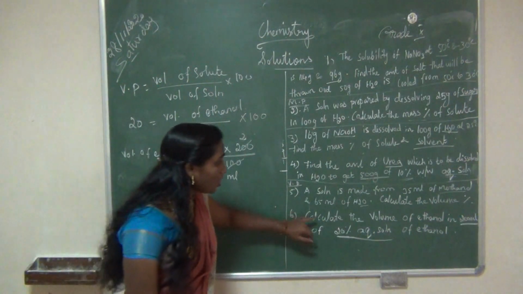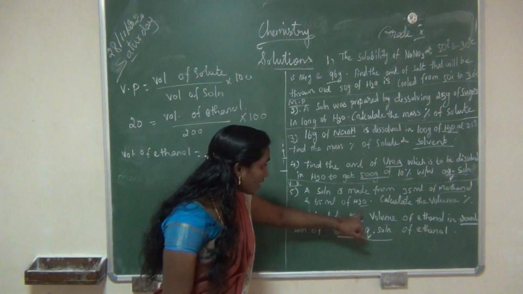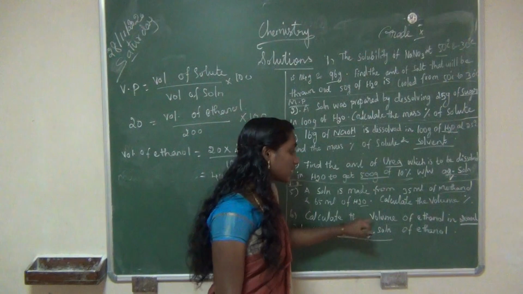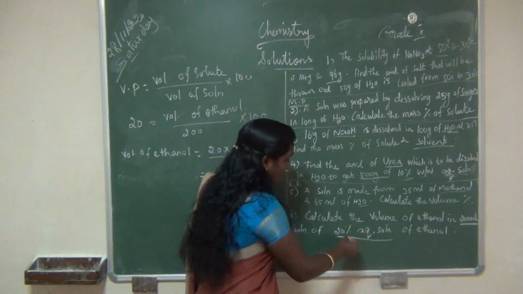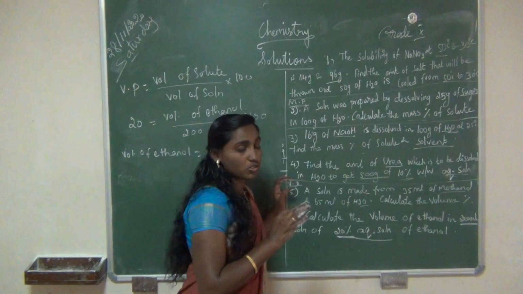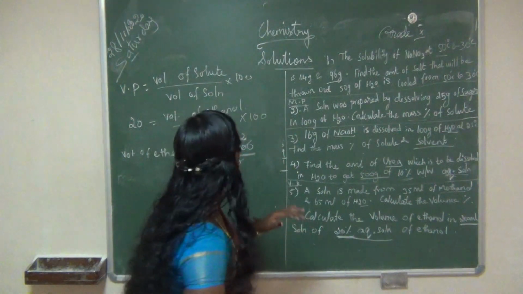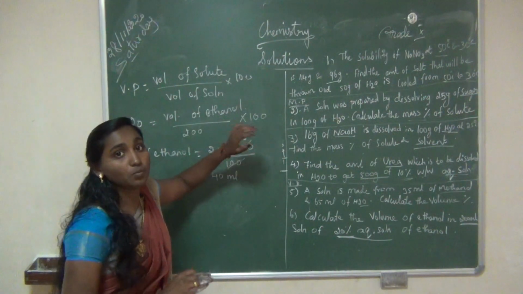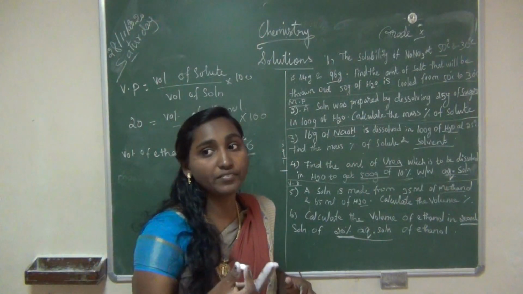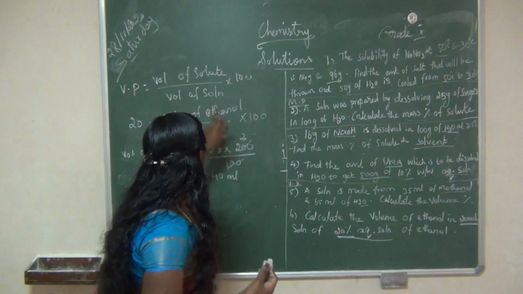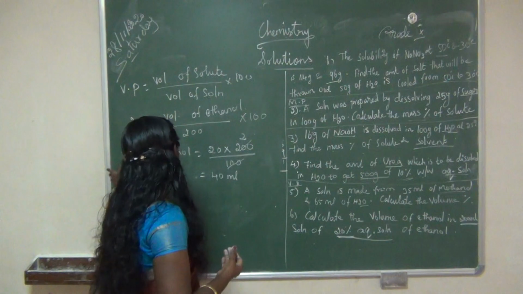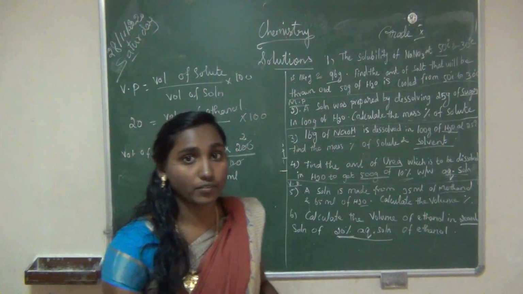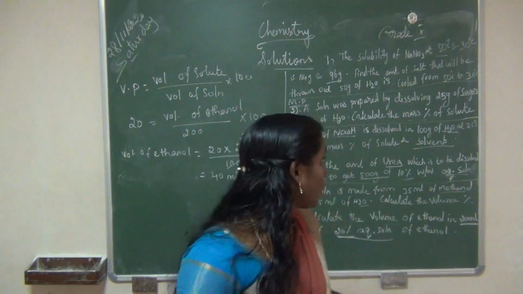Have you understood? So, calculate the volume of ethanol in 200 ml solution of 20% aqueous solution. When they give a percentage in your question, you should find out the volume of solute or mass of solute. That is what we need to find out. So you have to take the volume of solute on the left side, equal to this value. You can multiply it, okay, and you will get the answer. Have you understood the problems?